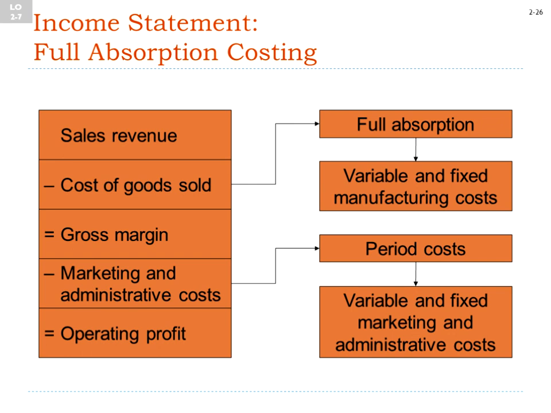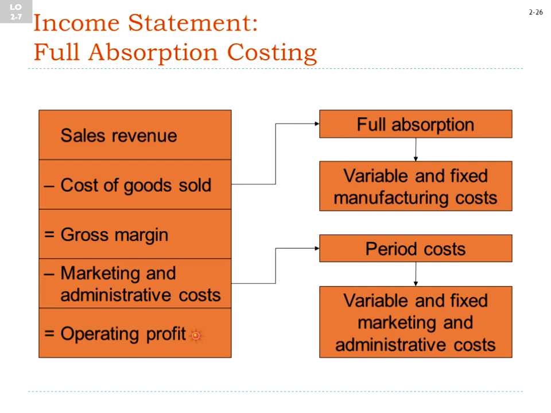And then these last two slides show the difference between full absorption costing and variable costing. In full absorption costing, you start out with sales revenue, and you subtract cost of goods sold to get your gross margin. Then you subtract out your marketing and administrative expenses, aka your selling expenses, to get to operating profit.